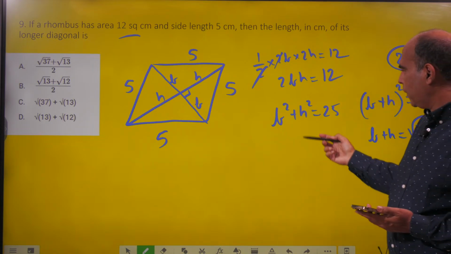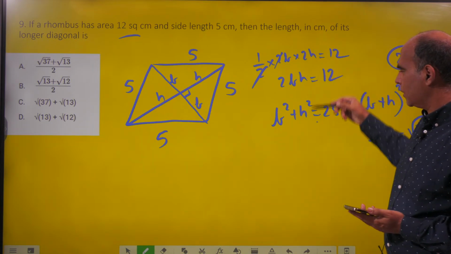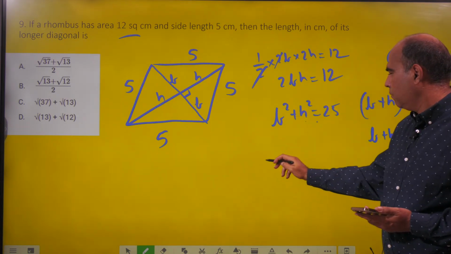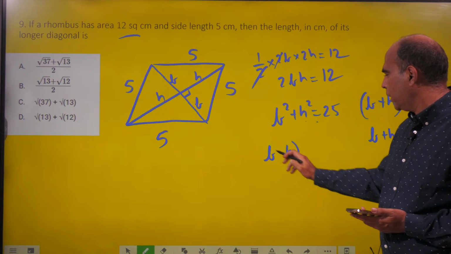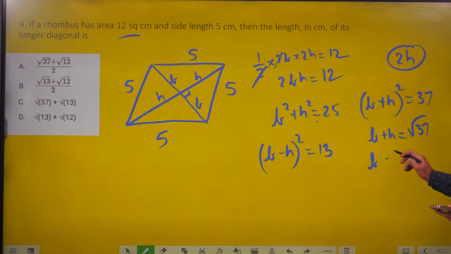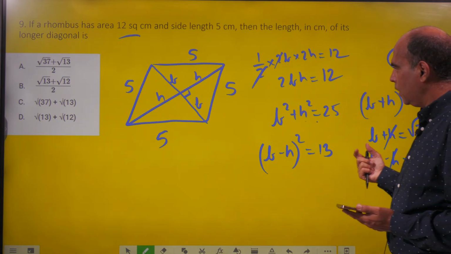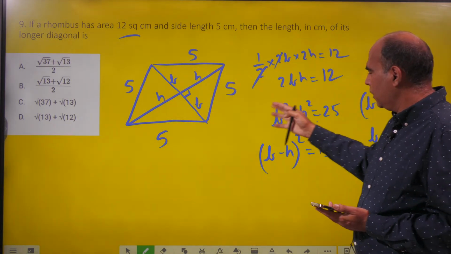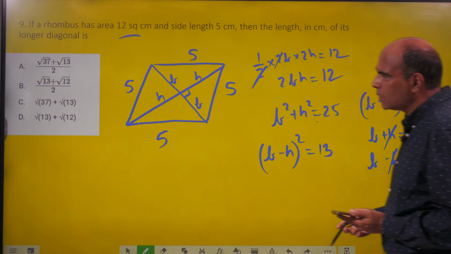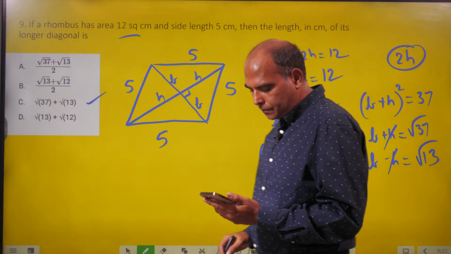And the second reaction in this question is to subtract this minus this. When you subtract, I get b square plus h square minus 2bh, which is basically b minus h whole square is equal to 13, which tells me that b minus h is equal to root 13. And if I add the two, I get the value of b as root 37 plus root 13. That will be the longer one, although here I made h the longer one, but those are interchangeable here. So what I've got is root 37 plus root 13, and hence the correct answer is option C here.